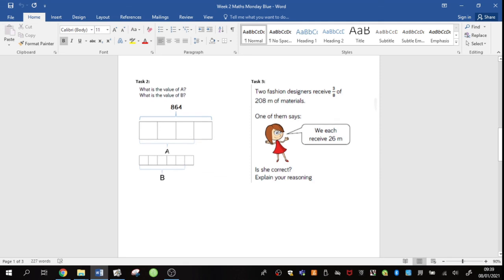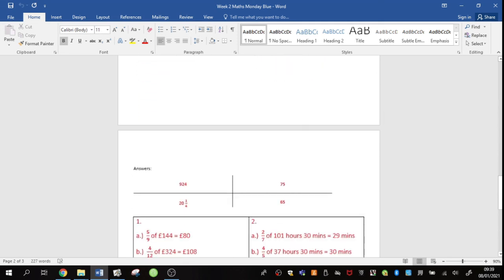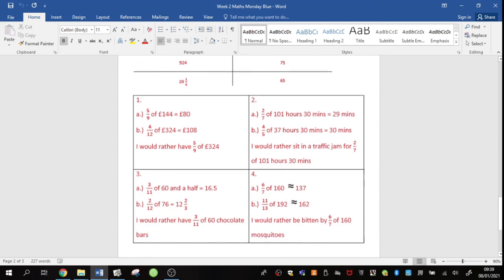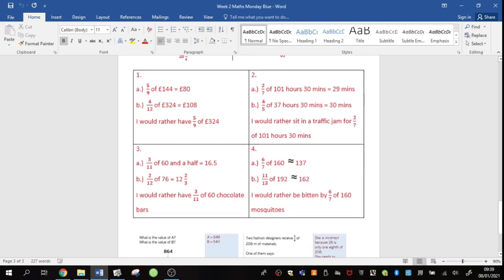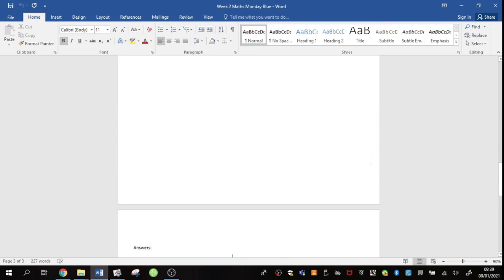And after you've completed them, task 2 and 3 are some mastery tasks. Just like in the lesson, I've provided the answers. Now the answers are to be used as you would in the lesson. So you do a question, then I want you to mark it. If you've got it correct, give it a tick.